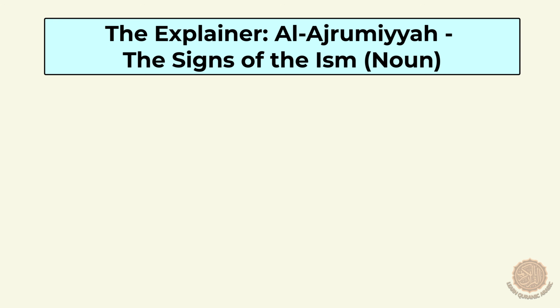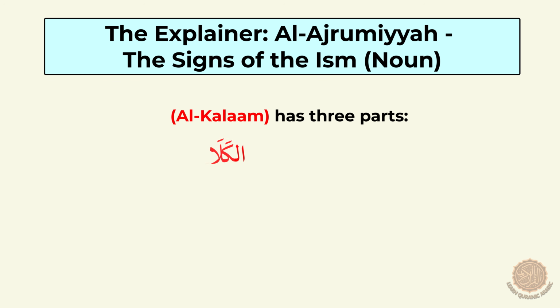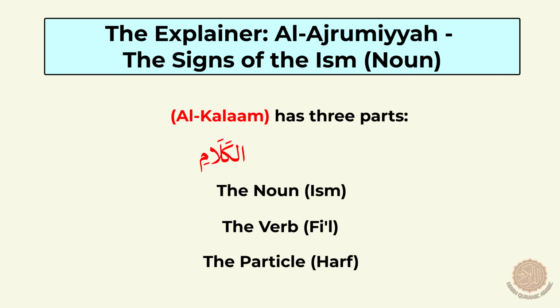So in our last session, we set the stage. We learned from the author, Ibn Ajrum, that all meaningful speech in Arabic, which we call al-kalam, is built from just three types of words. We have the ism, which is the noun, the fi'l, which is the verb, and the harf, the particle.